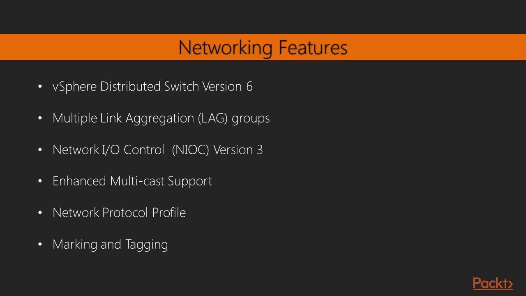Networking features, of course, the vSphere distributed switch version 6 came out. With vSphere 6, multiple link aggregation groups are now possible, and a new version of network I/O control version 3. We're going to do this in the lab later on as well.